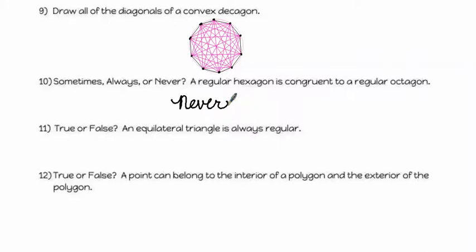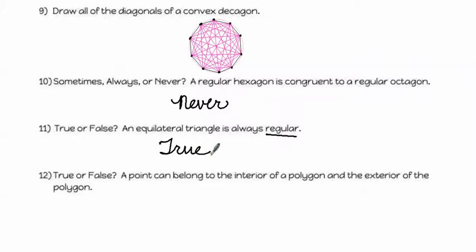11, true or false, an equilateral triangle is always regular. So the question is, remember what regular means? It's both equilateral and equiangular. So is an equilateral triangle always equiangular? Yes, so that's true.